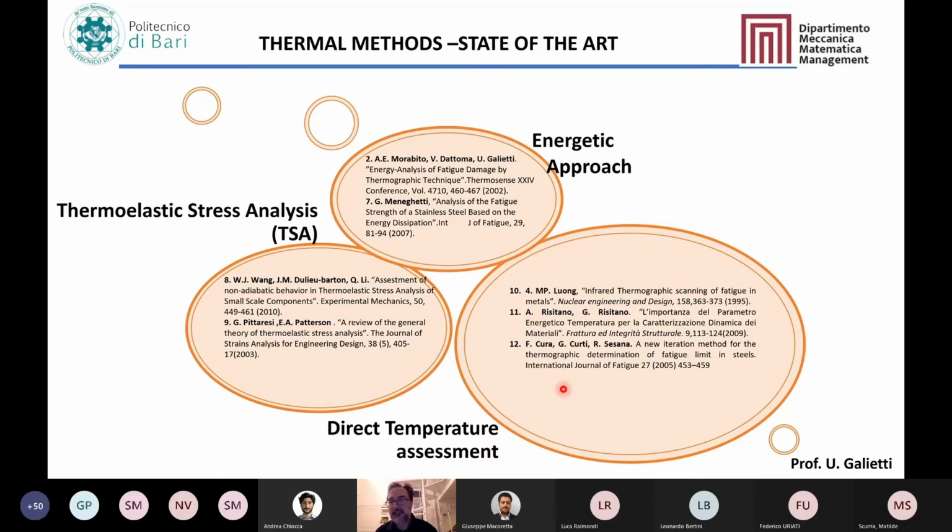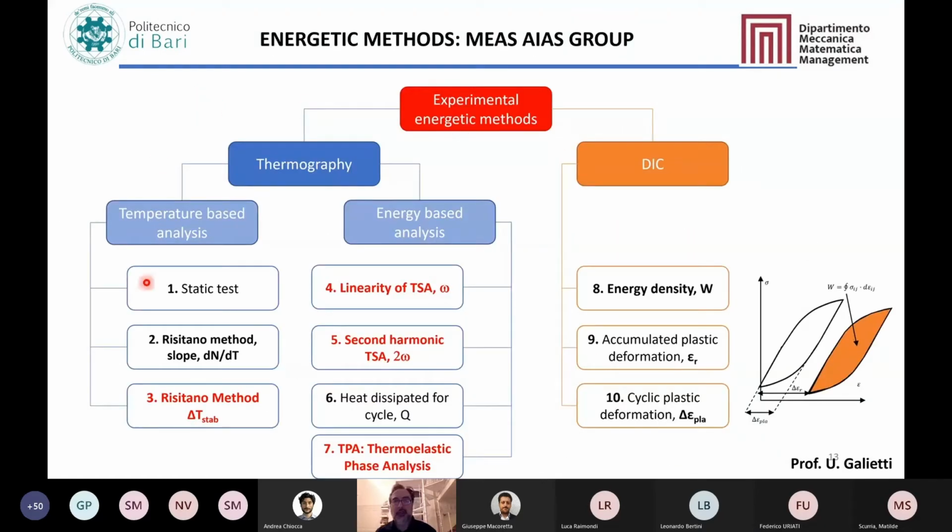There's the temperature monitoring, which was the first to be set up by Luong and Risitano. And there is also everything that we set up in the last 10 years about thermoelastic stress analysis and monitoring of the damage. So this is actually the framework of the work that we are doing as energetic methods of the AIAS, which is the Society for Stress Analysis, the society of our community in Italy, and we set up a group of 8 universities, working on all these approaches.